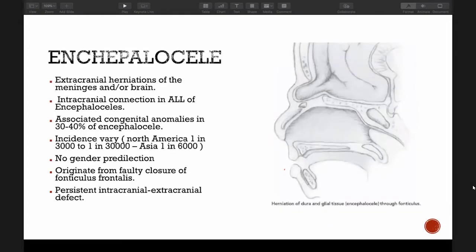Finally, we will have the encephalocele. It's an extracranial herniation of the meninges or the brain. Intracranial connection is present in all encephaloceles, associated with congenital anomalies in up to 14%. The incidence is 1 in every 3,000 to 1 in every 13,000, while in Asia, we will find the incidence is higher.